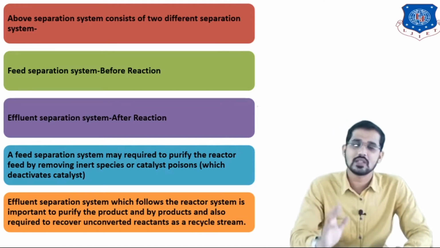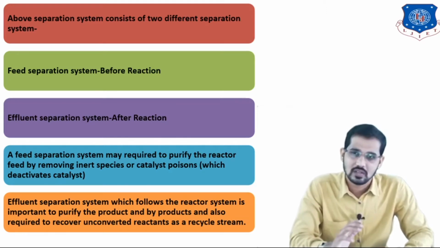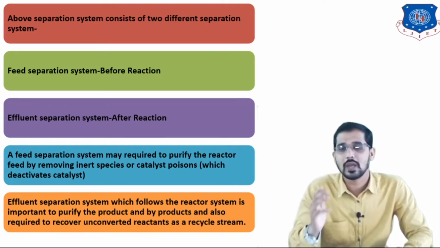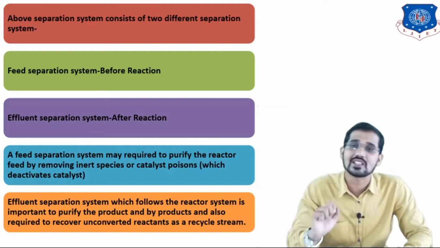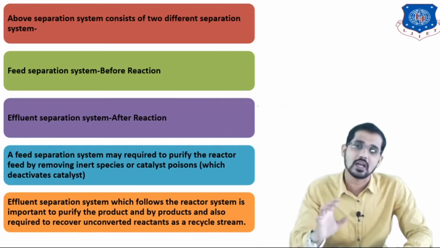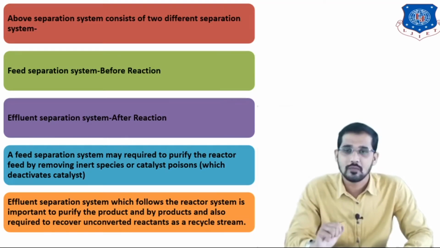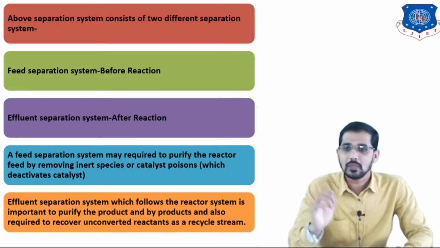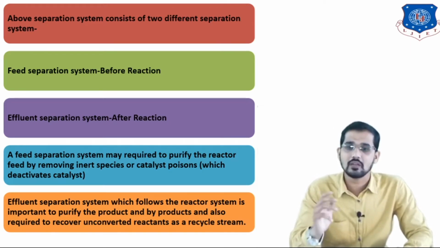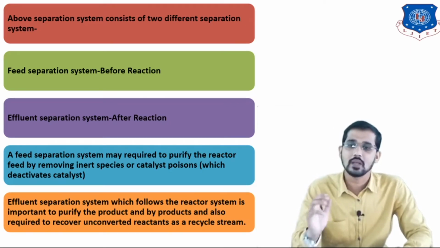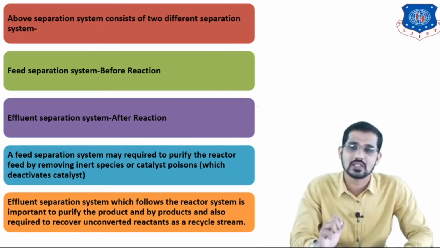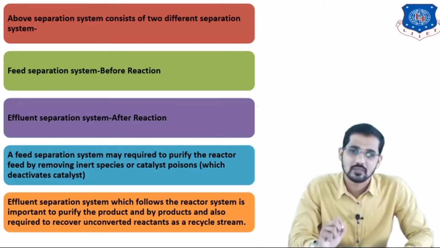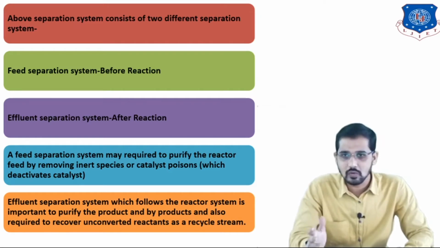After that, effluent separation system we are using after reaction, okay, which also consists of the byproducts, products and all recycled streams. So all these streams are separated in this effluent separation system. A feed separation system may require to purify the reactor feed by removing inert species or catalyst poison, which deactivates the catalyst. Okay, so I already explained you all these terms.